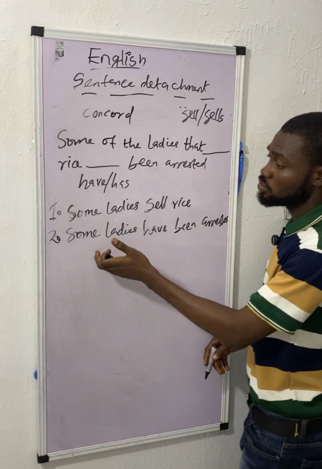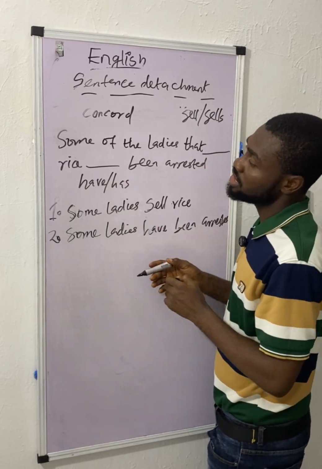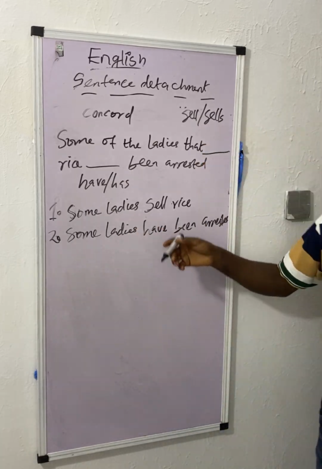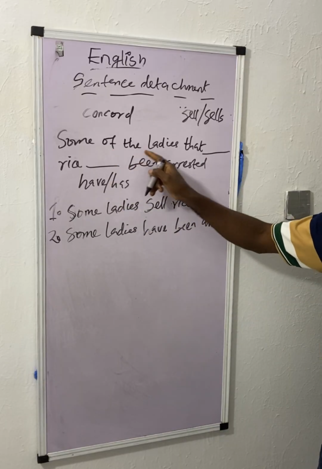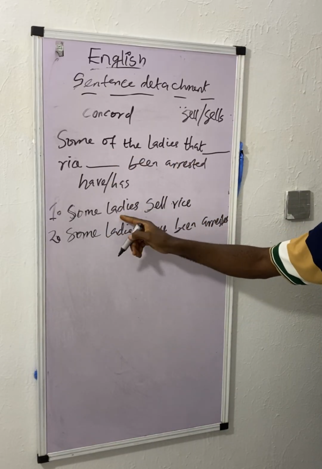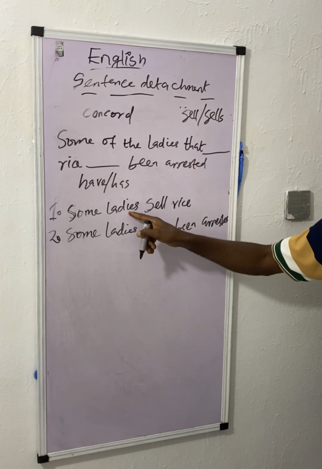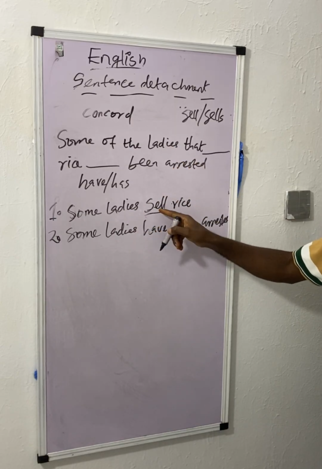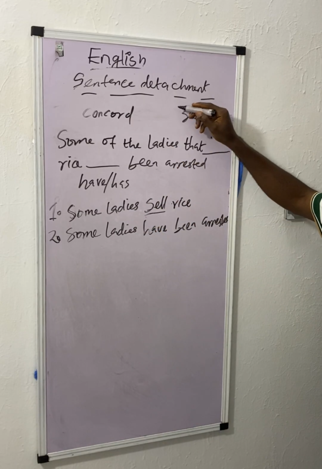So it follows grammatical what? Concord. It follows English laws. So we already have the answers now, right? Some of the ladies, dash, some ladies, provided what you have here is still what you have here. So the answer is the next. Sell is the answer. We pick sell.